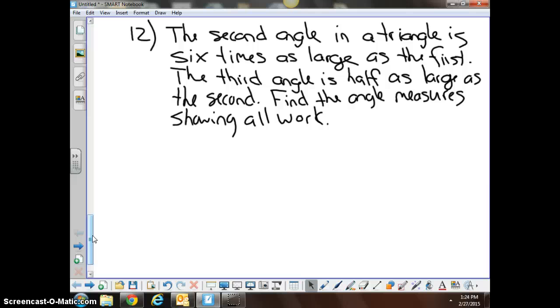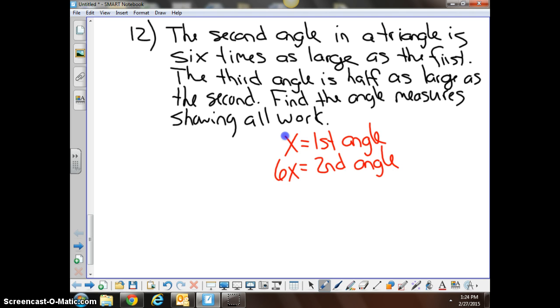Robert, start us off. X equals the first angle. Okay, Robert, give me another one. 6x is the second. 6x equals second angle. And Robert, give me the third angle. 3x. The third angle you said is 3x because it says the third angle is half as large as the second. So my second angle is 6x. So I'm going to just be a little bit more thorough and call it 6x over 2 equals third angle.